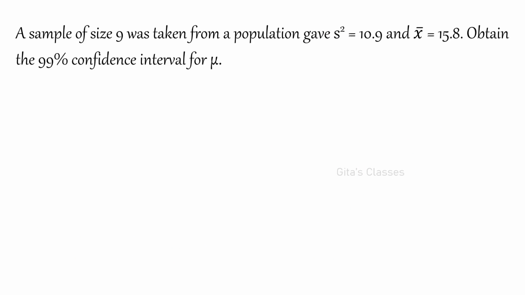Next problem, a sample of size 9 was taken from a population which gave s squared is equal to 10.9. Directly they have given the values. So x bar is equal to 15.8 and s squared is 10.9. Therefore, s is equal to root of 10.9.